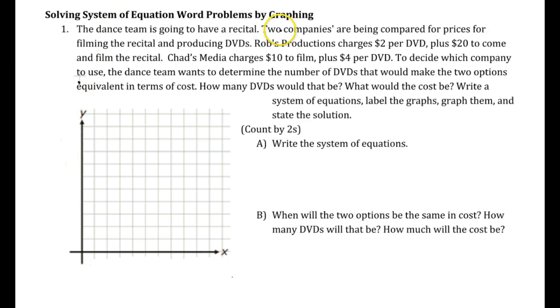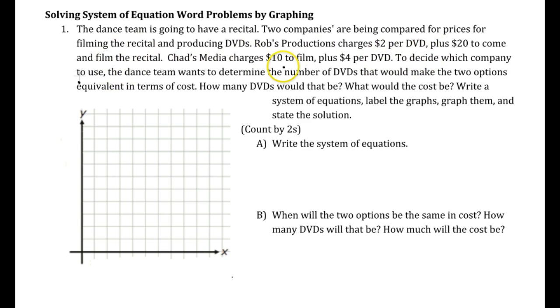So reading this, you can see, okay, dancing, film and recital. 2 companies have compared prices for film and recital producing DVDs. Raw production charge is $2 per DVD plus $20 to come to the film recital. So they have to go out there and just set everything up and then hit record. And then for $20, and then for every DVD they make after of the actual recital, they charge $2. Then there's this other company, Cat Media, same principle, but they only charge $10 to come out, which is cheaper. They charge more per DVD. So let's say I only charge $10 to come out, but it's $4 for every DVD. Now, decide which company to use.